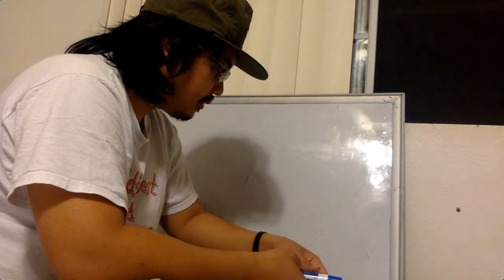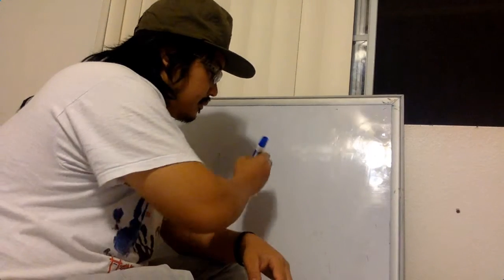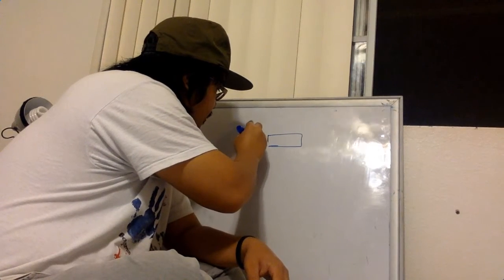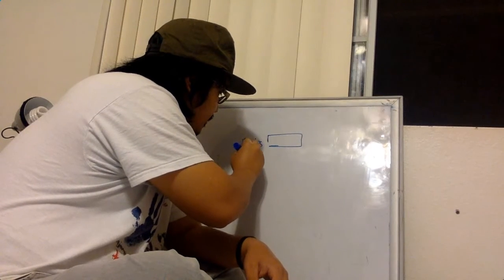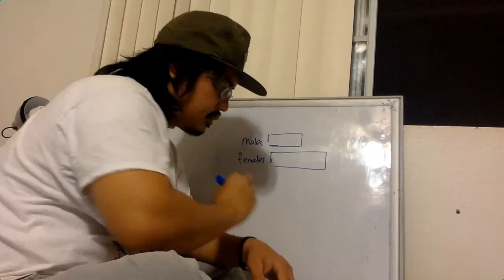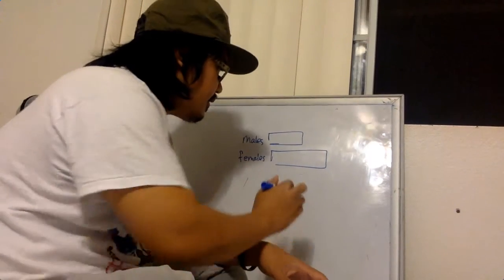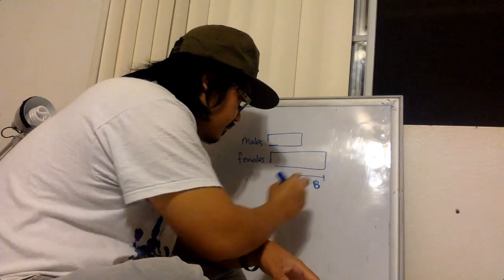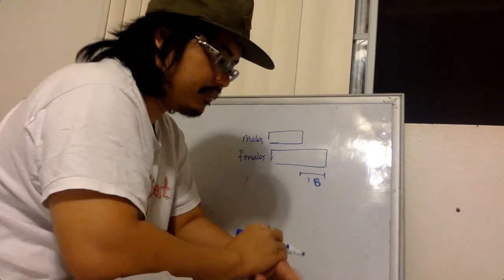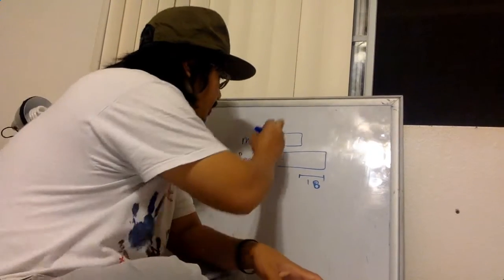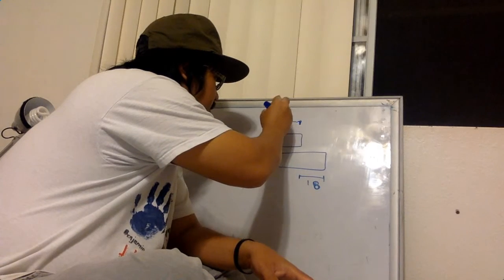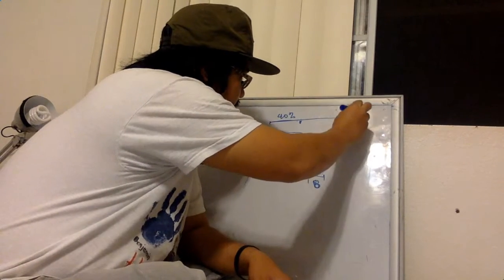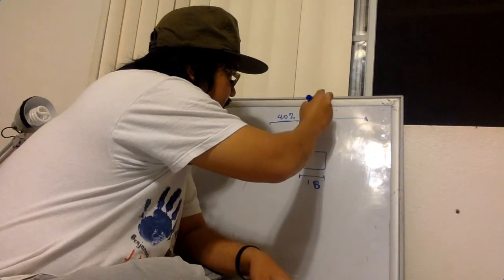I know that, let's draw the picture. Here's the females, here's the males. I know that there's 18 more females than there are males. So there's 18 more people. I know that the males is 40%. I know that the females must be 60%.